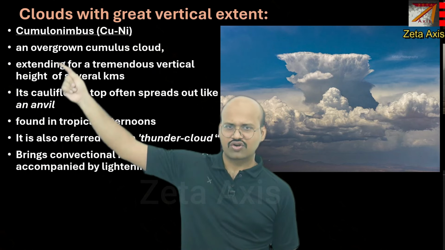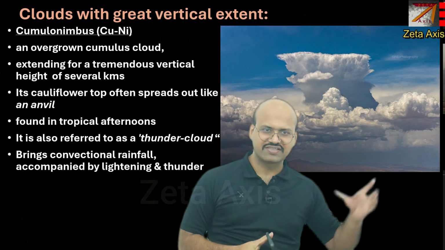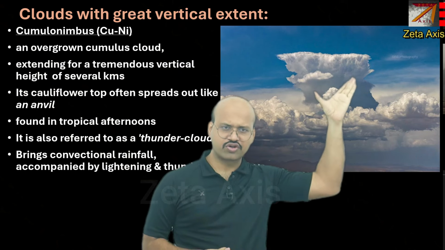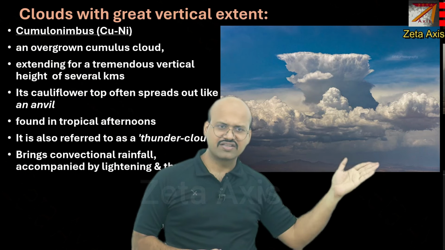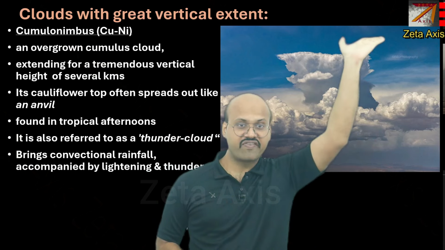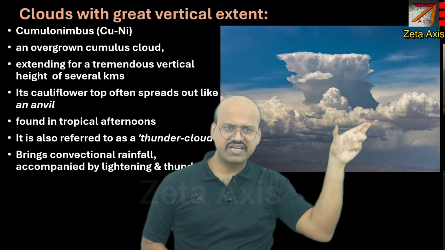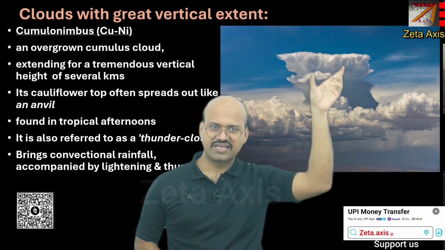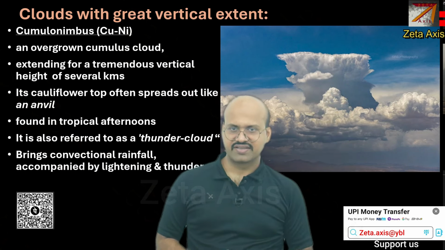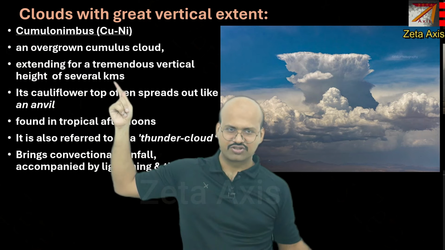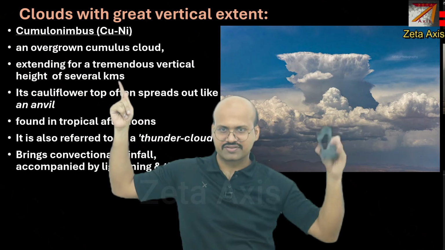It is an overgrown cumulus cloud. So here we can see an example. These are the smaller cumulus clouds, but this is an overgrown cumulus cloud. Remember, here the updraft is very strong. It was able to carry the moisture very high, and that is why a continuous cloud is formed over here. This has a very great vertical extent, extending for a tremendous vertical height of several kilometers. So it could extend for several kilometers.